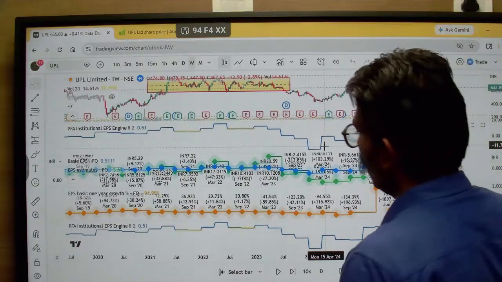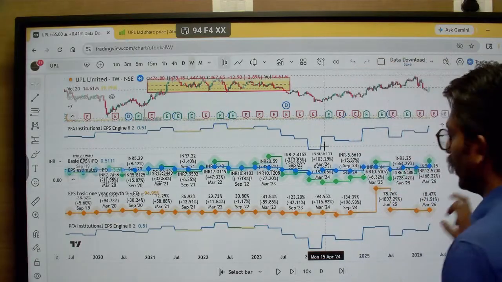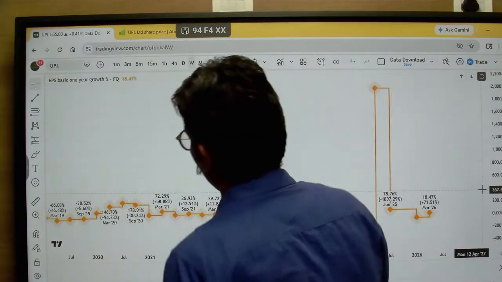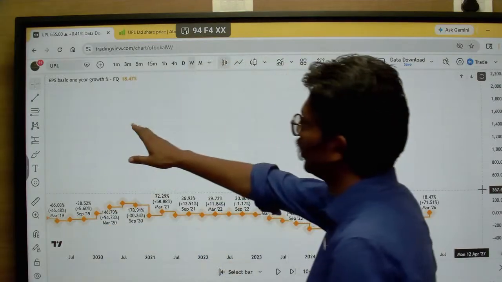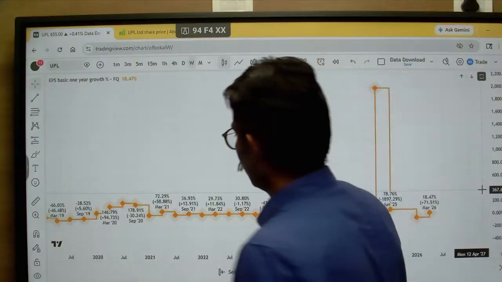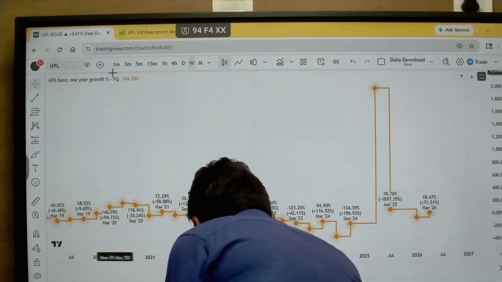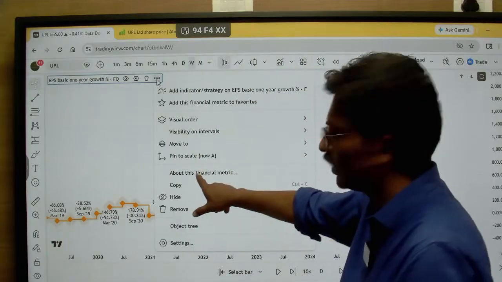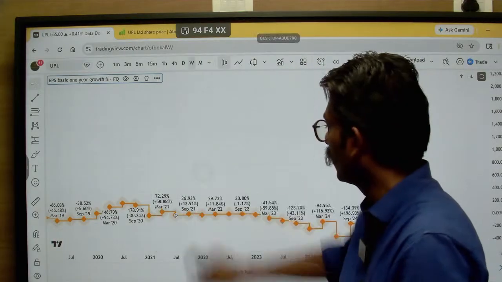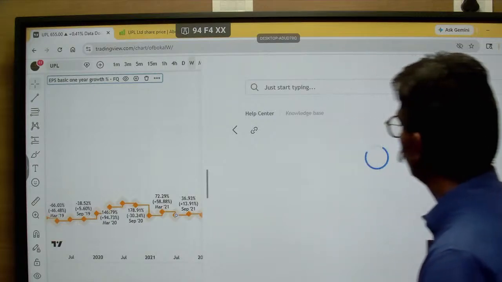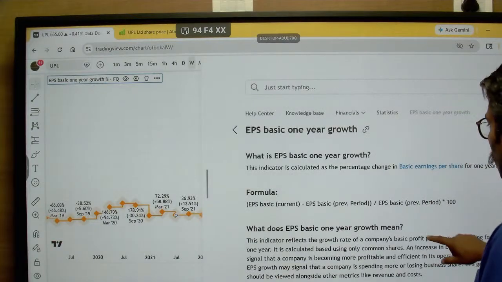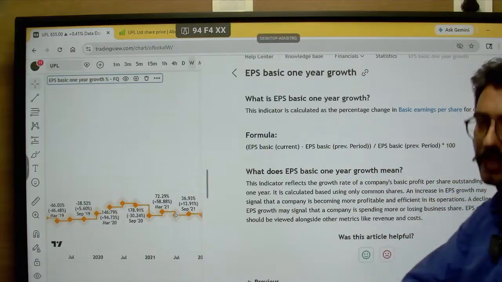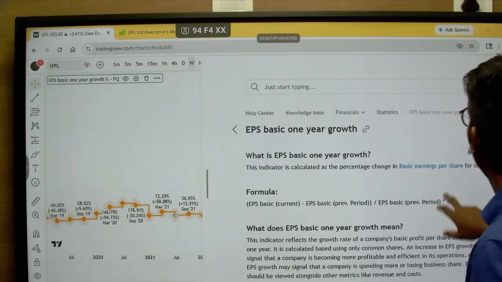Now come, now this is the basic 1 year growth percentage. This is forward looking, if I am not mistaken. This is a forward looking basic EPS 1 year growth percentage. I think this is forward looking in nature. You can always go and check it out, what this financial metric is. So this will open up. Okay, so this is historical. This does not solve our purpose. So you need forward looking.